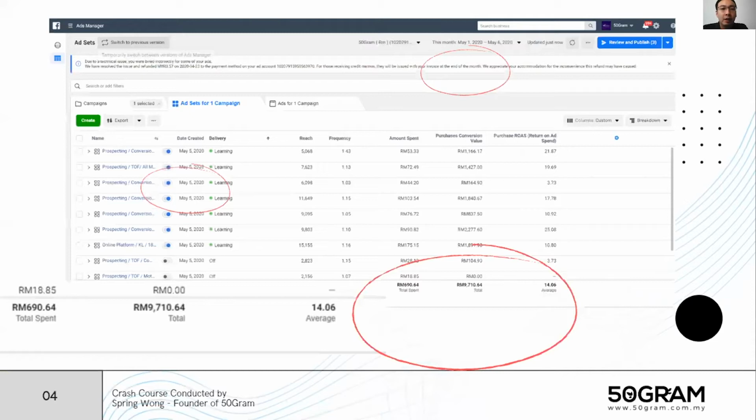This is some of the result I did this May. You can see from the left-hand side there's a small circle. It's circling the 5th of May, and you can also see the date. The report is from 1st of May to 6th of May. This ad ran for 1 day, and you can see the biggest circle there. The amount I spent is about 690, and in return I got 9,710. So in total it's 14.06 return on ad spend. This is the result that you are always looking for, because this is the result that makes money.